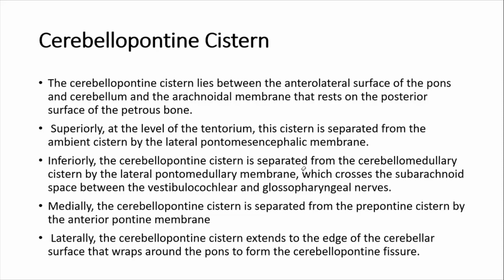Inferiorly, the cerebellopontine cistern is separated from the cerebellomedullary cistern by the lateral pontomedullary membrane, which crosses the subarachnoid space between the vestibulocochlear and the glossopharyngeal nerve. Medially, the cerebellopontine cistern is separated from the prepontine cistern by the anterior pontine membrane. Laterally, the cerebellopontine cistern extends into the edges of the cerebellar surface that wraps around the pons to form the cerebellopontine fissure.